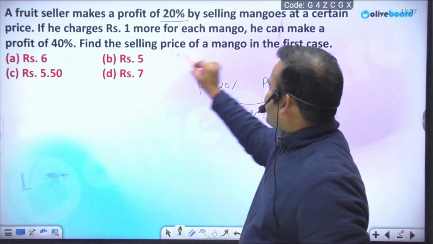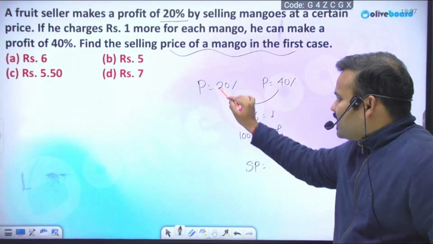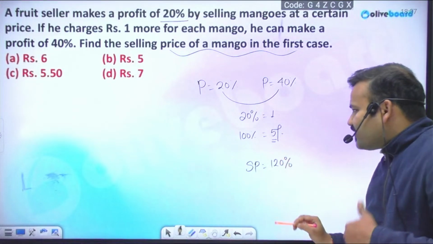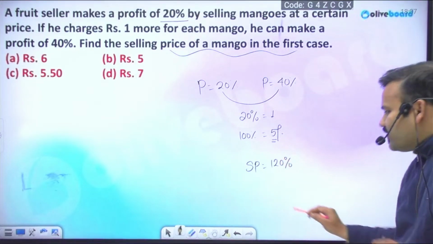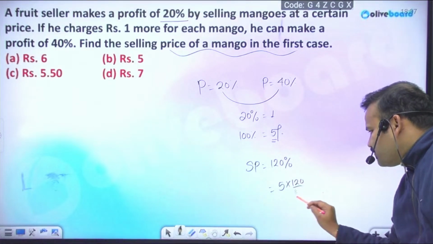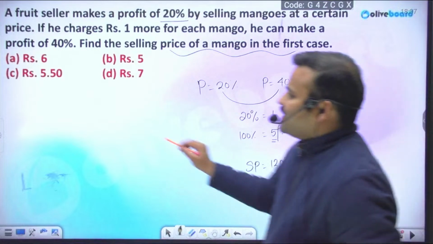Find out the selling price of the mango. It was being sold at 20% profit. That means the selling price will be 120% of the cost price. How to calculate 120%? So 5 into 120% will be 6 rupees. Hence the selling price of the article is 6 rupees.